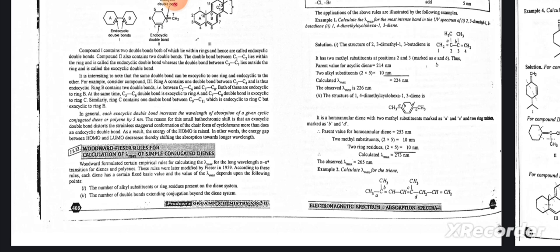It is interesting to note that the same double bond can be exocyclic to one ring and endocyclic to another. For example, consider compound third. Ring A contains one double bond, C3 C4, and it is thus endocyclic. Ring B contains two double bonds, that is C5 C6 and C7 C8. Both of these are endocyclic to ring B at the same time. The C5 to C6 double bond is exocyclic to ring A, and the C7 to C8 double bond is exocyclic to ring C.